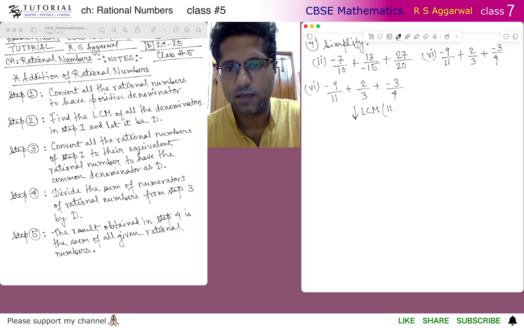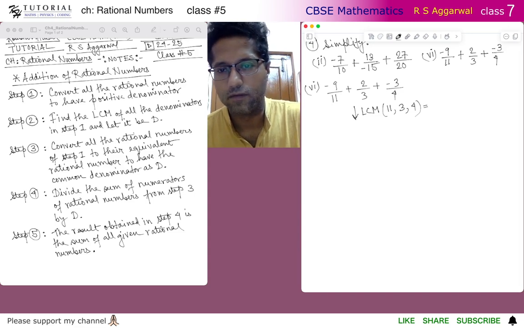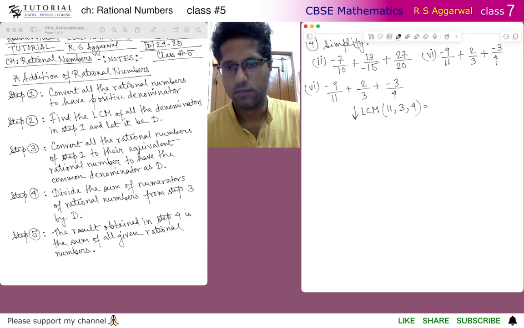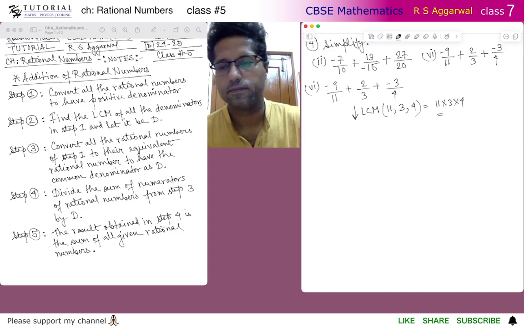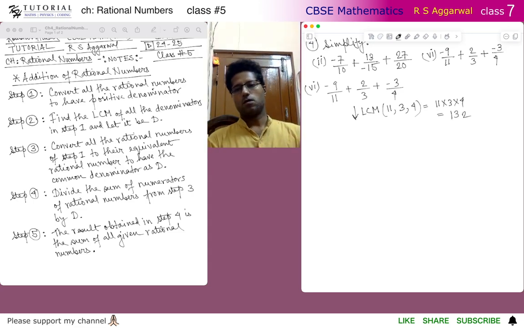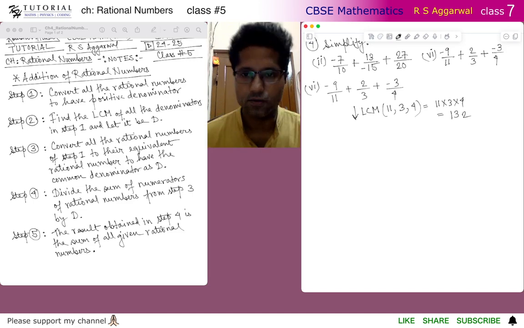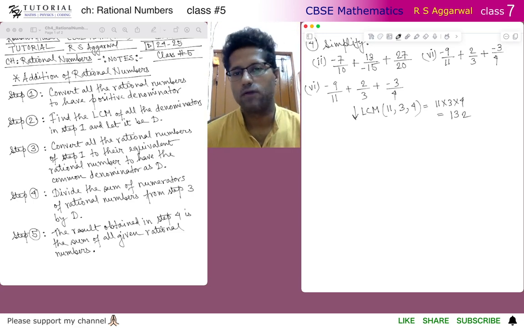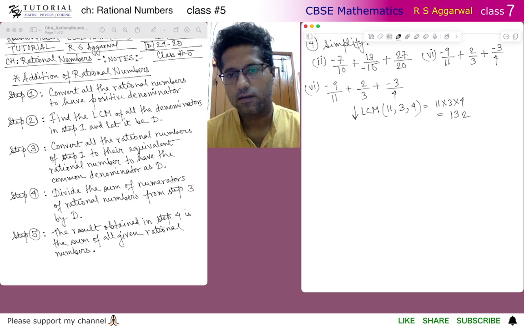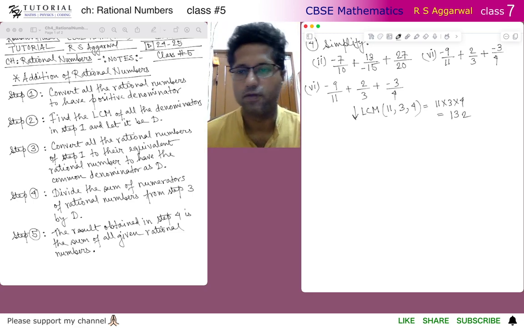So we have to find the LCM of 11, 3, 4. This I guess is 11 into 3 into 4. This is 132. Okay, so the LCM is 132. Now we have to convert all the rational numbers to their equivalent form, so that they will all have a common denominator of 132.